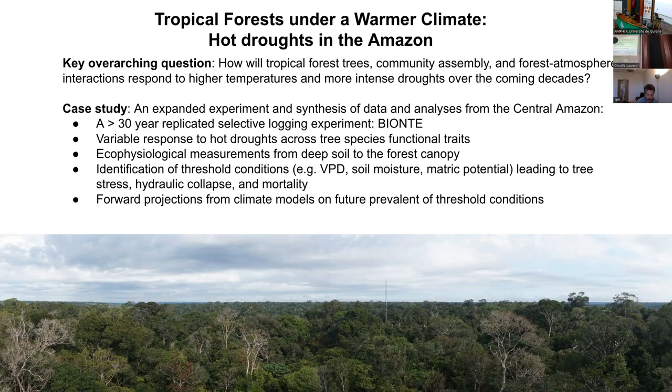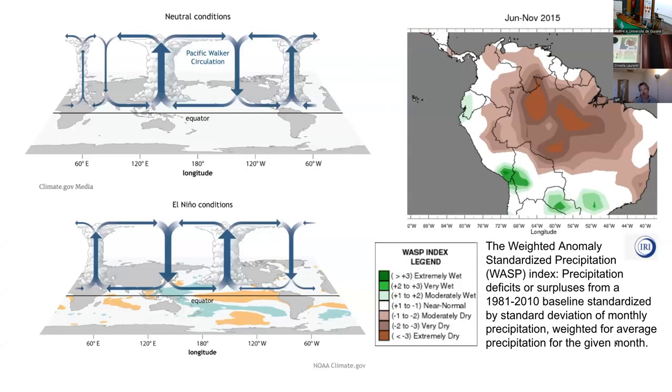And so with respect to hot droughts, one way in which droughts emerge in the Amazon is due to El Nino conditions. And so this is just kind of an image of how that plays out. So typically you have this intense convection over the Western Pacific. And during El Nino conditions shown here in the bottom, you get this very large plume of anomalously warm water off the coast of South America.